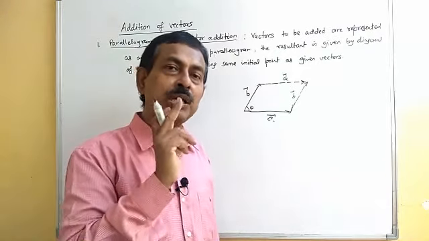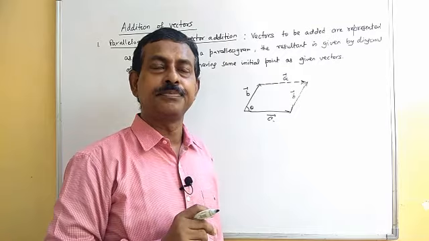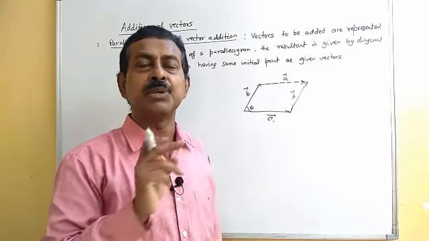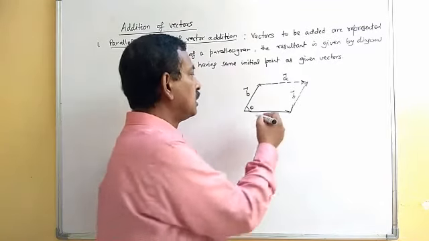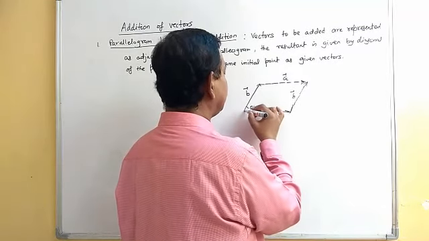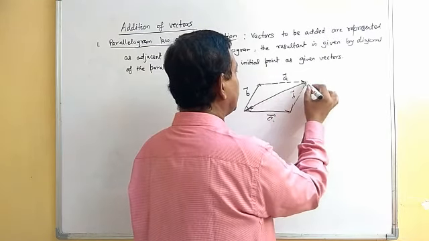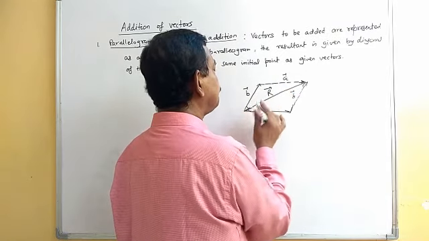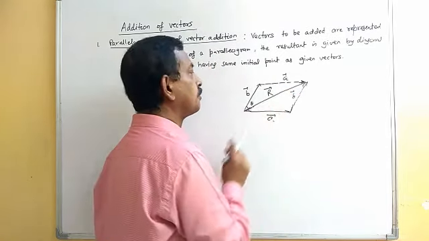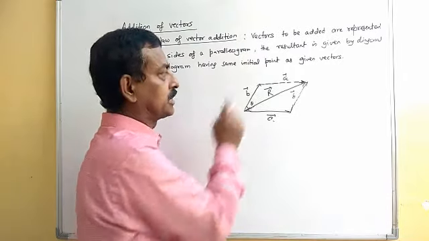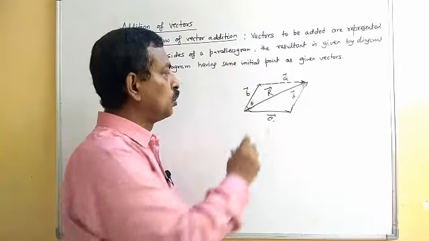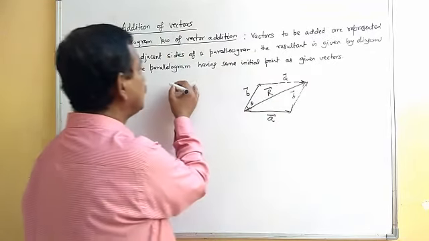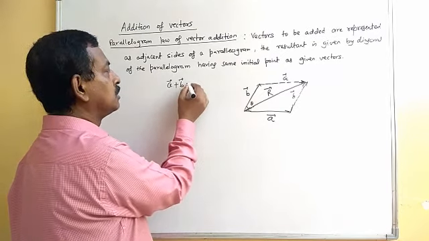Out of these four, only one will represent their resultant. So the diagonal which has the same initial point as the given vector represents the resultant. So this particular diagonal, starting from the same initial point as the given vectors, will represent the resultant vector R. So this is the resultant vector. So vector A plus vector B, this is your vector R.